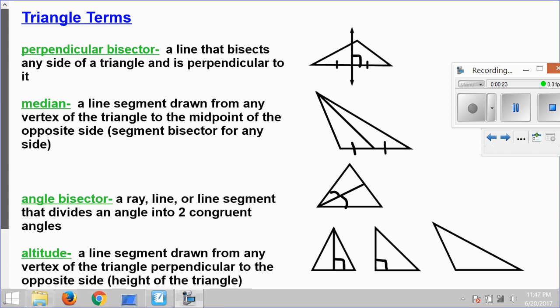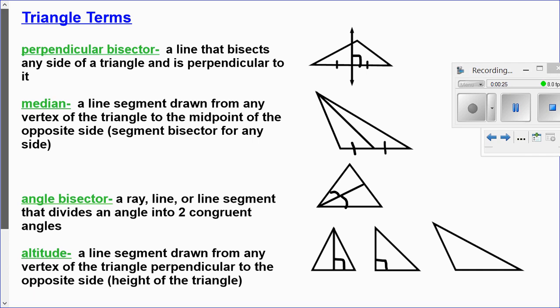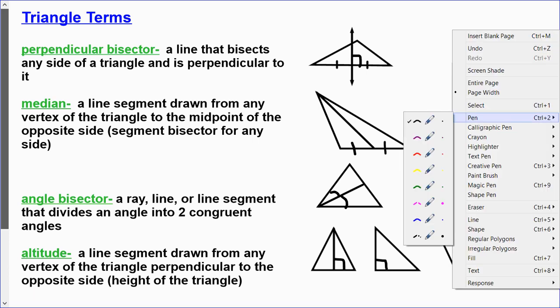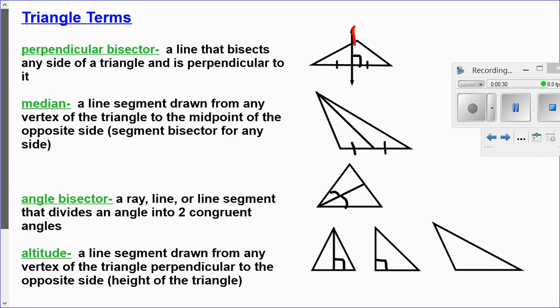So if I'm looking at this diagram here, let me get a pen here. If I'm looking at the diagram here, this line here is the perpendicular bisector because it's a line. It bisects or cuts this side of the triangle in half, or goes right through the midpoint, and it is perpendicular to that side. And there are 3 perpendicular bisectors for every triangle. I could draw the other perpendicular bisectors that are perpendicular to the other 2 sides as well.